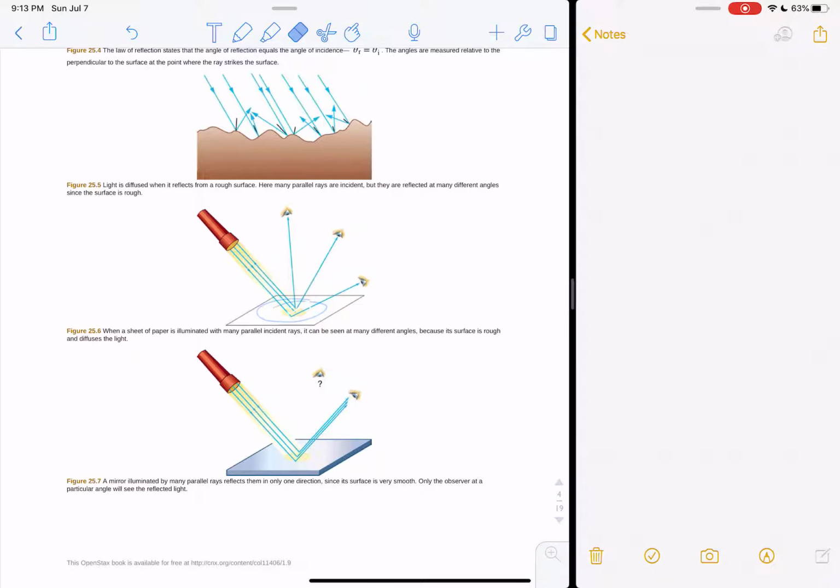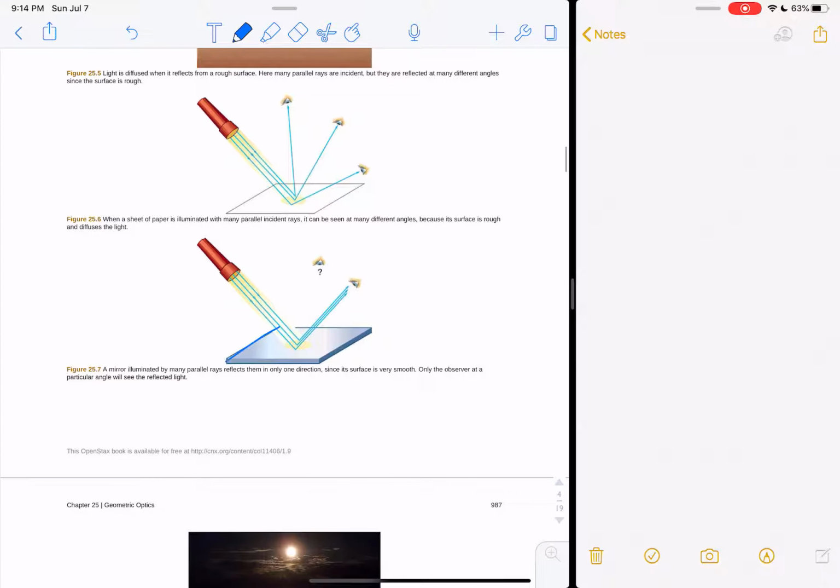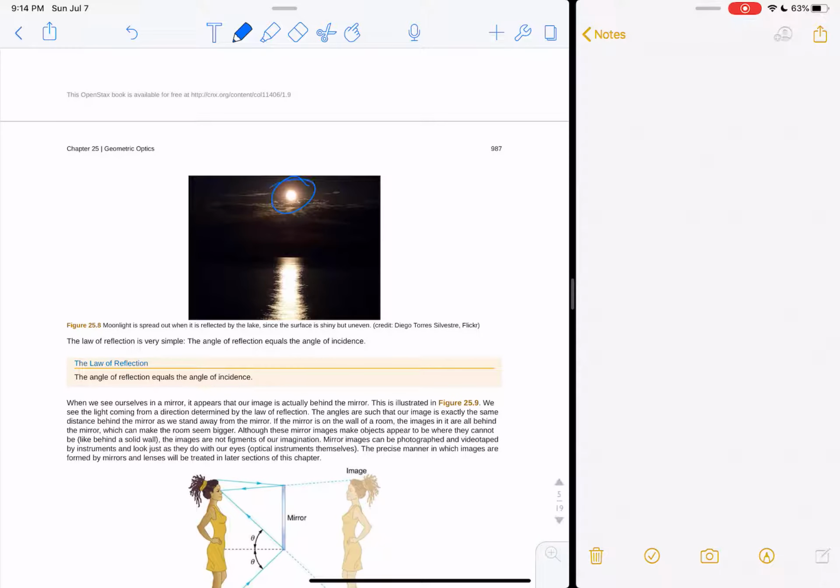When you shine a flashlight on it, light is bounced away at all different angles because it's a diffuse surface, and the surface is rough, and the light gets scattered everywhere. For a mirror, you have a very smooth surface, and the rays of light being bounced right out, and they don't scatter as much. That's cool. It's the moon and moonlight scattered off a lake.